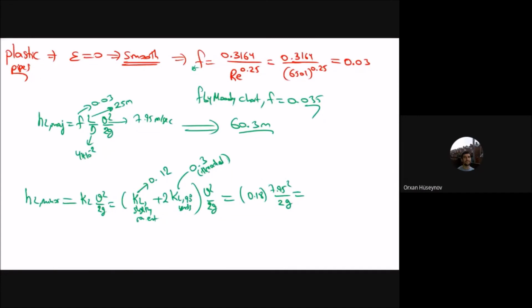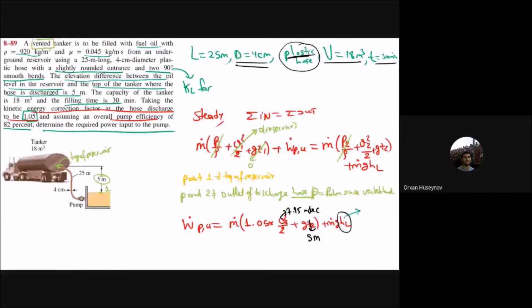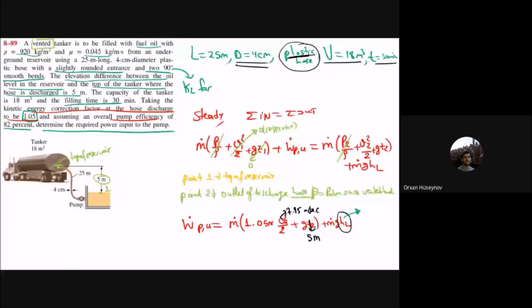But if there are, let's say, from the example, you can also see that if there are lots of pipe components, this one is 2.31 meters. If there are lots of pipe components, you add these KL values too. Okay, you can feel that from the example. Now if I go back to my previous formula here, I have found my HL value, which is 60.3 plus 2.31.